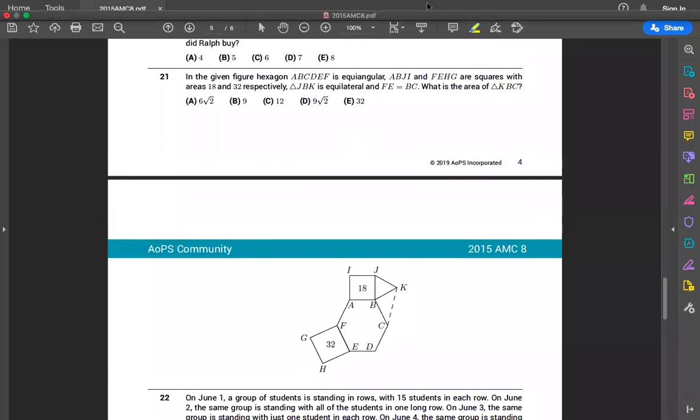We're given a figure and we're told that ABCDEF is equiangular. So all the angles are equal, but not necessarily the sides. Also given 2 squares with these areas, 18 and 32. We're told that JBK is equilateral. We're also told that FE equals BC. So we want the area of KBC, the triangle.